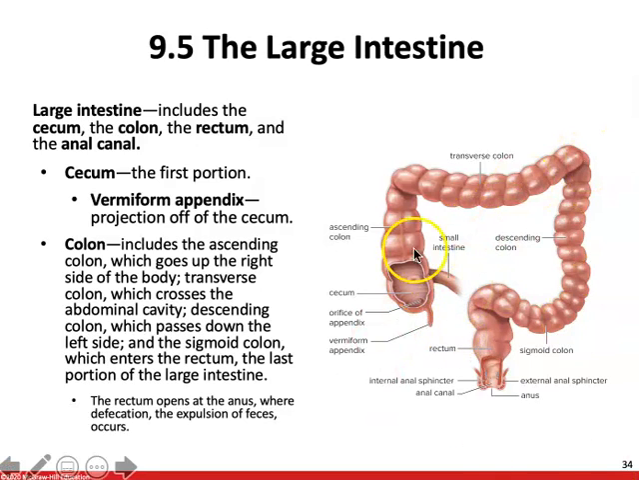The next portion is going to be the colon. The colon is going to include the ascending colon, which goes up the right side of the body, the transverse colon, which goes across the abdominal cavity, and the descending colon, which is going to pass down the left side, and the sigmoid colon, which is going to be this final S-shaped region of the colon, which is going to enter into the rectum, and it's the last portion of the large intestine. The rectum is going to open into the anus, where defecation, or the expulsion of feces, is going to occur.